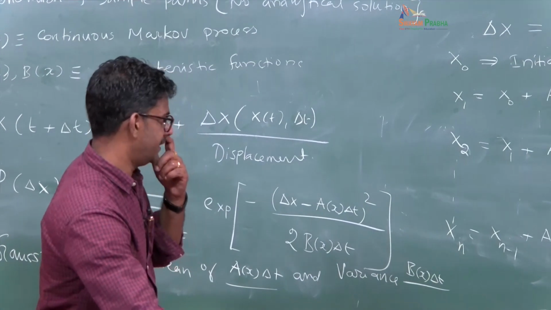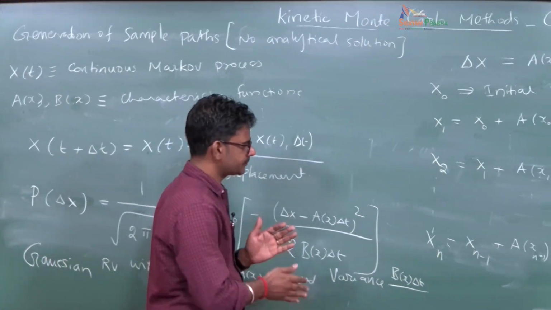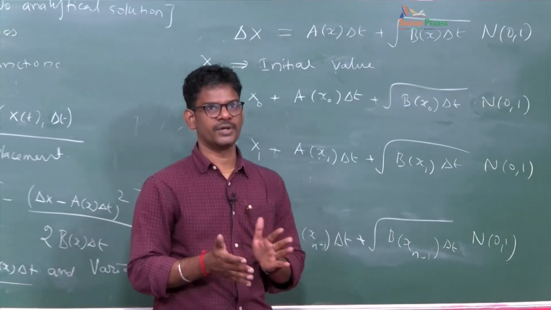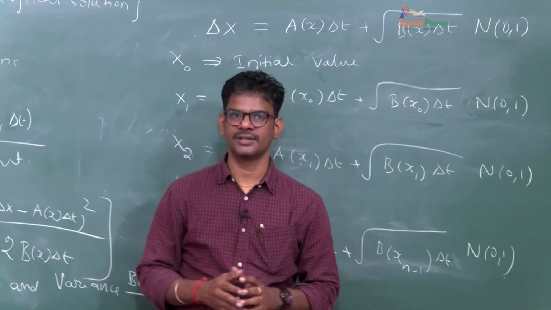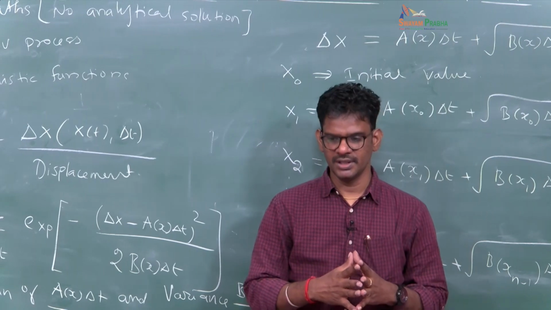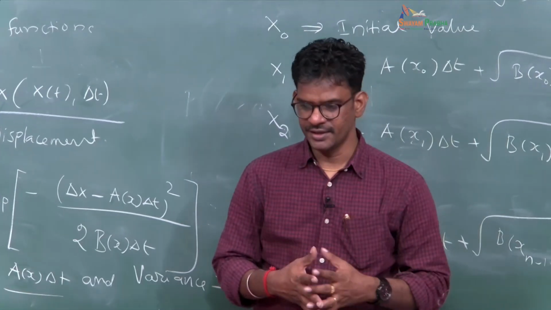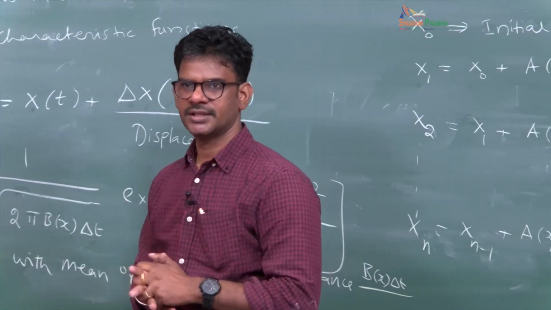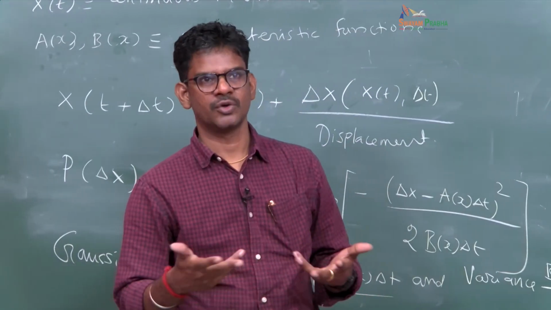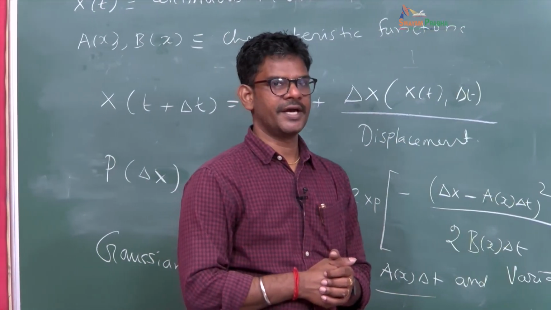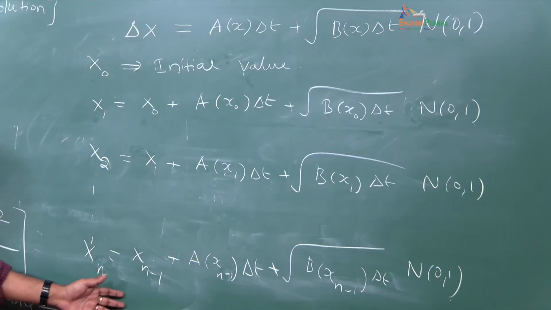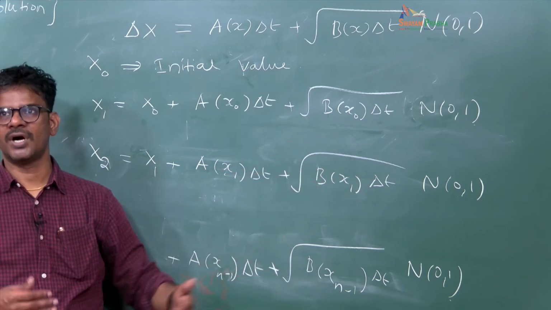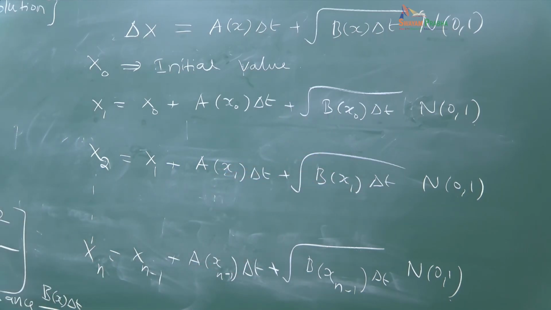So just to summarize, what we have done here is we have a continuous Markov process that is characterized by characteristic functions a and b. Okay, if that information is known, then we can make use of this kinetic Monte Carlo method to create a large number of sample paths characterizing the stochastic process. And this kinetic Monte Carlo method is basically a discretization method, a numerical method, where we will make use of random numbers to advance the system's information or the system's dynamical evolution.